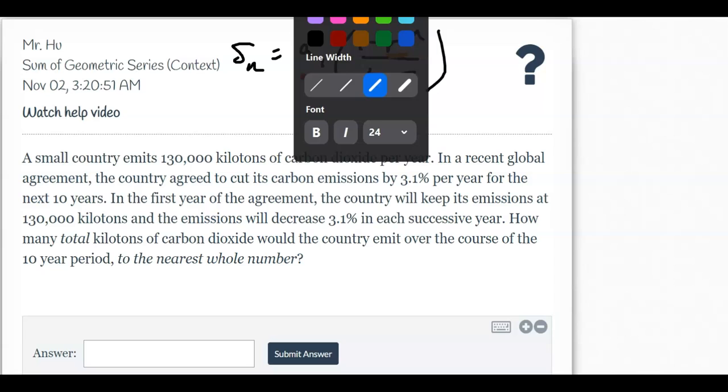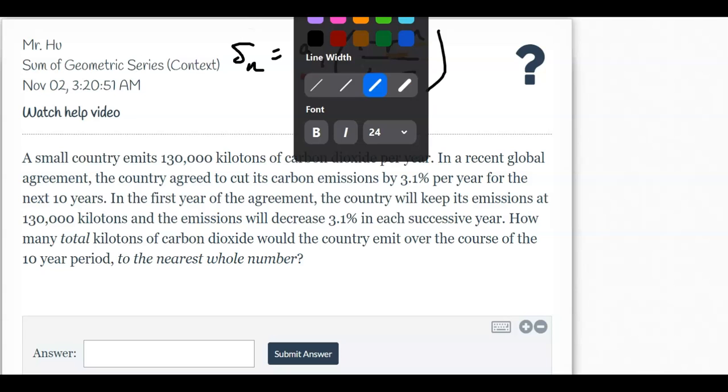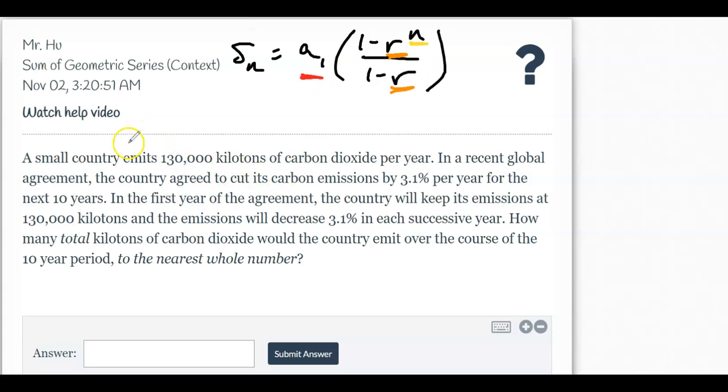Alrighty, and the last one here is our n. This is what your information you're looking for are. So let me go ahead and label the pieces in the problem. Small country emits 130,000 kilotons of carbon dioxide a year. In a recent global agreement, the country could agree to cut its carbon emissions by 3.1% every year for the next 10 years. So in the first year of the agreement, the country will keep its emissions at 130,000 kilotons. Okay, so the first year they're going to keep that. Alright, I'm going to mark that in red.